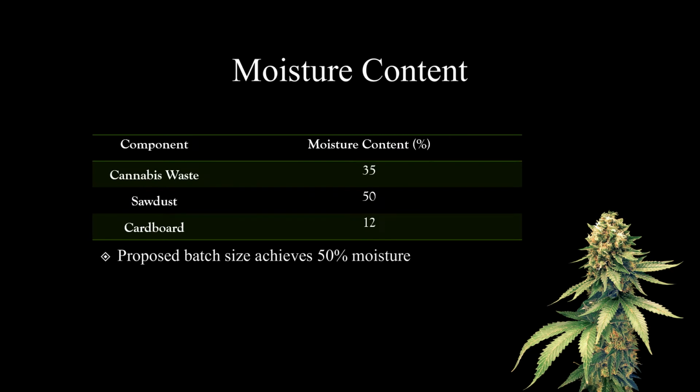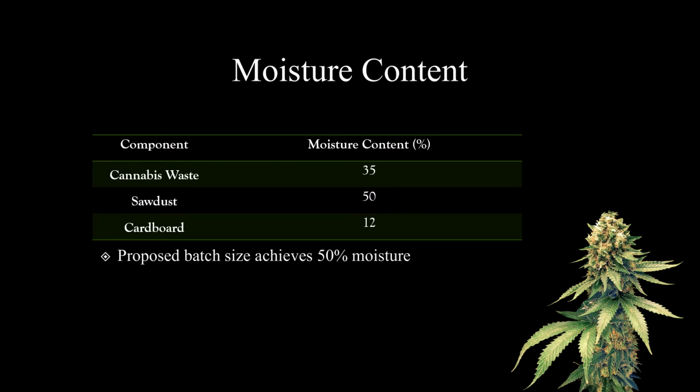The moisture content for each component is listed in the table displayed. The moisture of the cannabis biomass waste was estimated using an average of similar plants from literature, and the value can be as high as 35%. Sawdust often contains over 50% of moisture as a byproduct of wood biomass. Finally, cardboard has the lowest moisture content with only 12%. Again, when using the 980 kilograms of cannabis waste, 500 kilograms of cardboard, and 500 kilograms of sawdust, the batch just reaches 50% moisture levels.